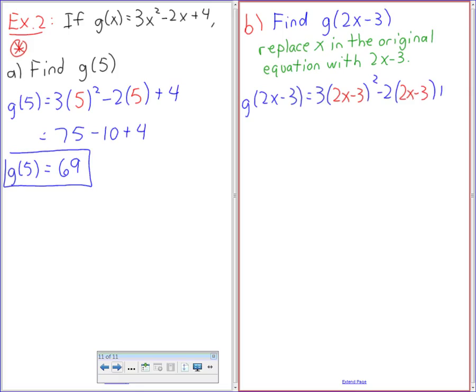I'm going to take a step back and make sure that we're okay before I continue. If you look at the original question, it was 3x squared minus 2x plus 4. So g of x was equal to that. g of 2x minus 3 means every x switches to 2x minus 3. So 3x squared is 3 times (2x minus 3) squared, negative 2x is negative 2 times (2x minus 3), and plus 4.